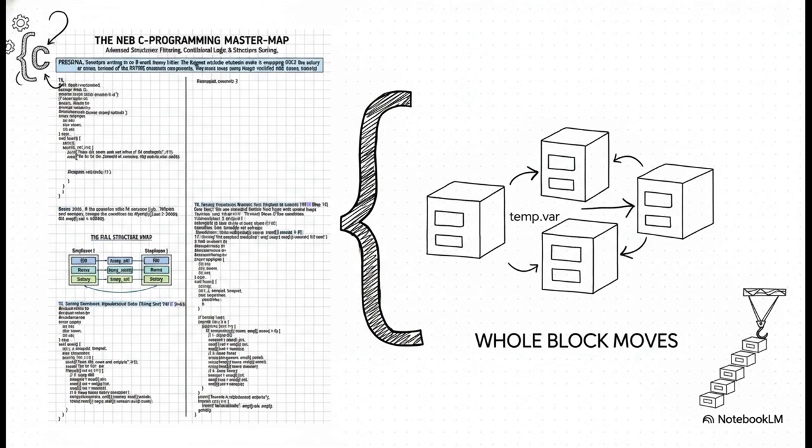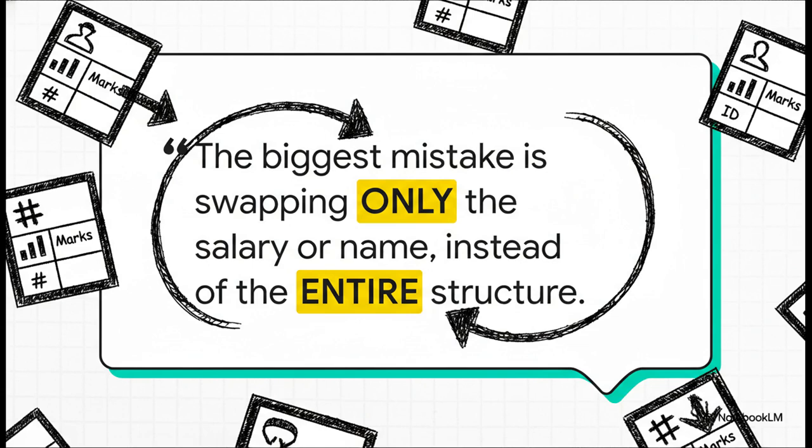As you can see here, you need a temporary variable that is also a struct type so it can hold one entire record while you do the swap. The whole block has to move together. And hey, don't just take my word for it. This is without a doubt the number one trap that students fall into on the exam. They get the sorting logic right, but then they only swap one piece of the data, like the name, and that completely corrupts their records. Suddenly, student A's marks are attached to student B's name. It's a mess. You have to swap the whole thing.